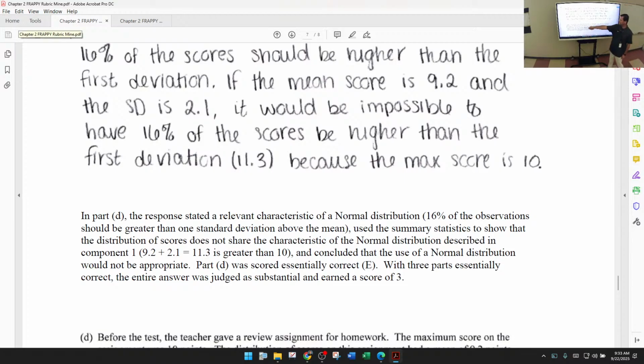So the response stated a relevant characteristic of a normal distribution, 16% fall above it. Then it used summary statistics to show that the distribution of scores does not share those characteristics of a normal distribution. It concluded the use of a normal distribution is not appropriate. This was scored an E. Okay? So if you think back, this person scored 3 E's and an I. So they overall got a 3 out of the 4.